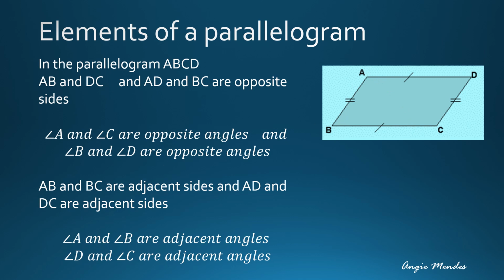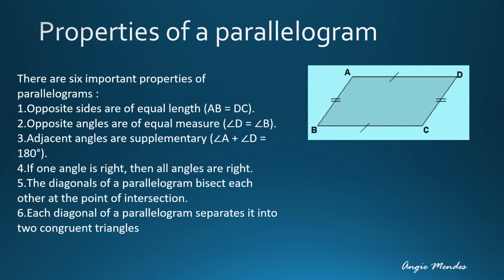Now let us look at some properties of a parallelogram. There are 6 important properties of a parallelogram. The opposite sides of a parallelogram are of equal length. So AB will be equal to side DC. In the same way, AD will be equal to side BC. Opposite angles of a parallelogram are of equal measure. So angle D is equal to angle B. In the same way, the measure of angle A will be the same as the measure of angle C.